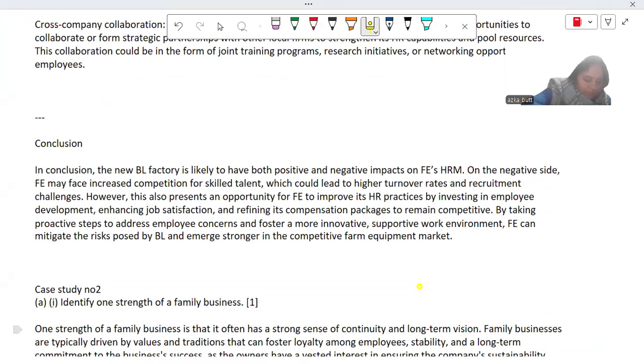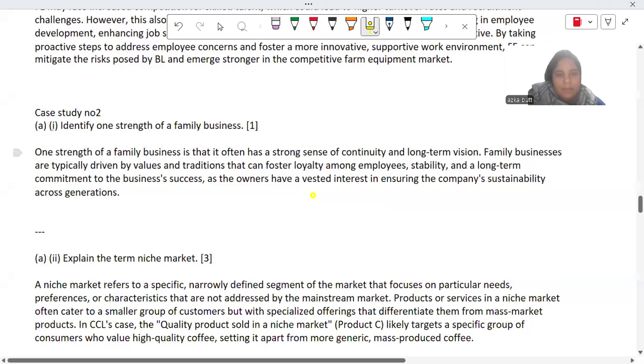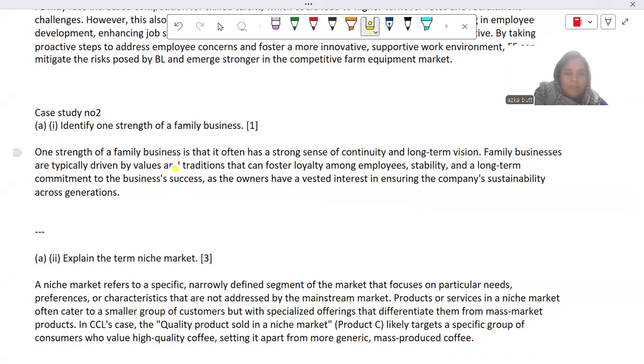So strength. Okay. So the first strength of the family business is that they have a strong sense of continuity and long-term vision. So this is what you need to write. Just skip all the lines.